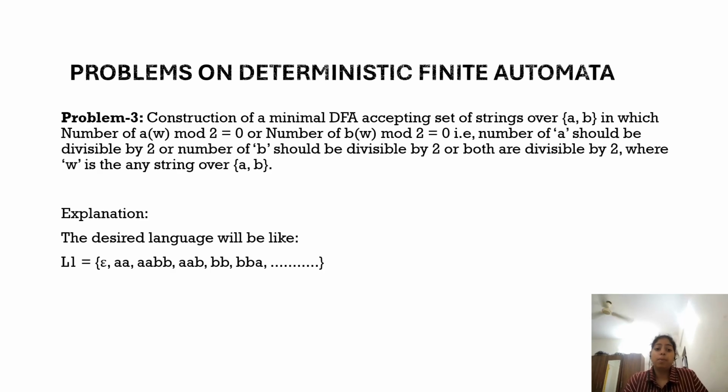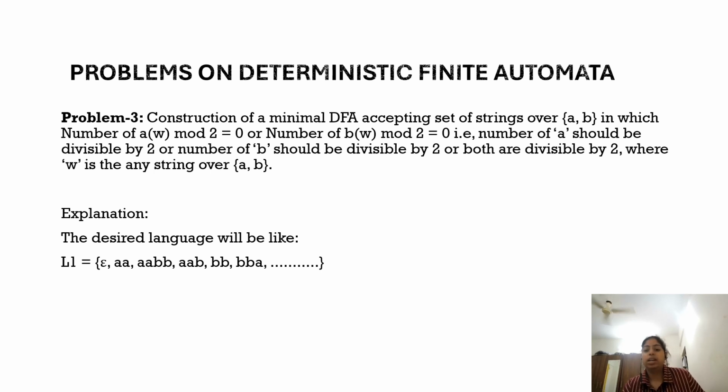Lastly, we are looking at problem number 3, where we are constructing a minimal DFA accepting a set of strings over a, b in which number of a in w mod 2 is equal to 0. That is, number of a mod 2 is equal to 0. Number of a should be divisible by 2, or number of b should be divisible by 2, or both, where w is a string over a, b. The desired language will look like L1 = {null string, AA, AABB, AAB, BB, BBA, ...}.